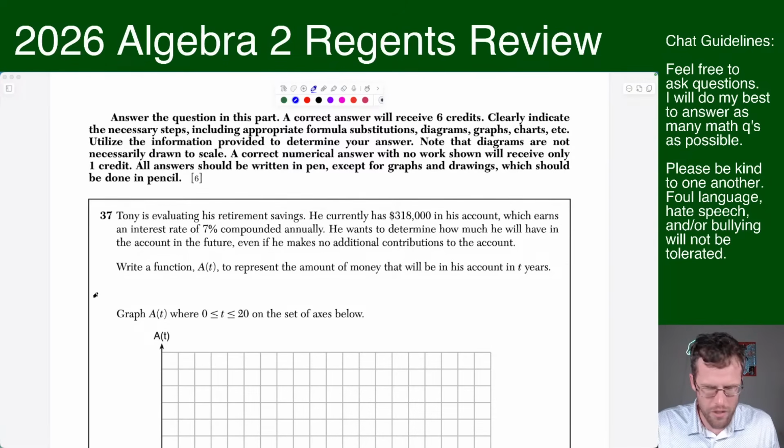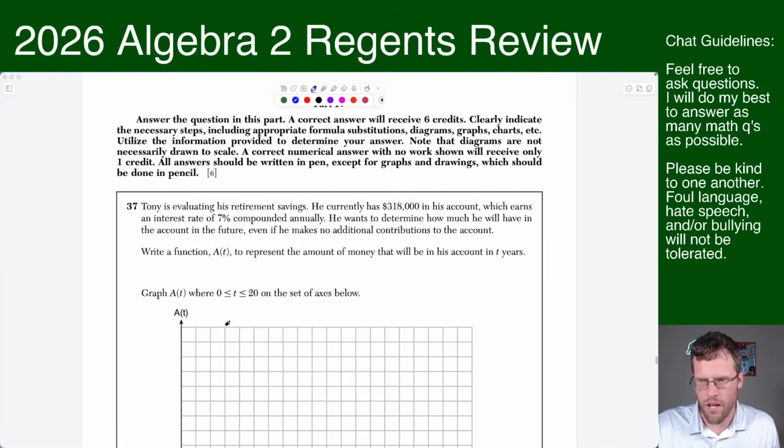So it was really, really unpleasant to graph. But I'll show you how I start this, and then I'll use the model response to guide the graph part, because I think people will fall asleep if I show all that. Just different strategies that you could use. So here, Tony is evaluating his retirement savings. This is the last question too, by the way. He's evaluating his retirement savings.